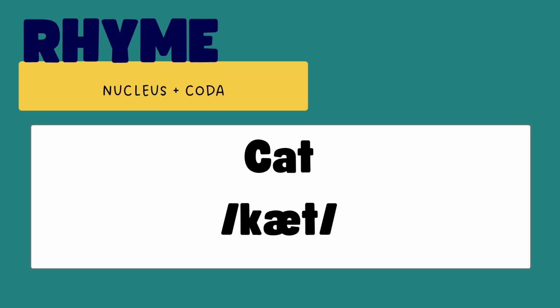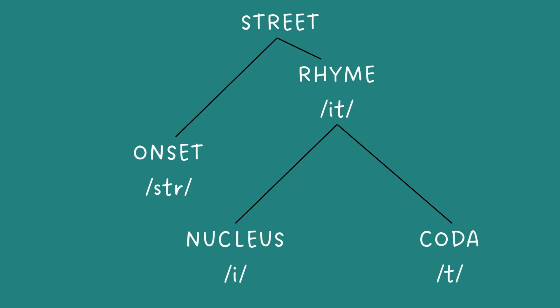Now we have the rhyme, which is a combination of the nucleus and the coda, and in this case is the combination of the sounds a and t, or at. It's the rhyme of the syllable. Now remember that we only have the nucleus and the coda whenever we look at the rhyme of the syllable. We disregard the onset. Now let's have more examples.